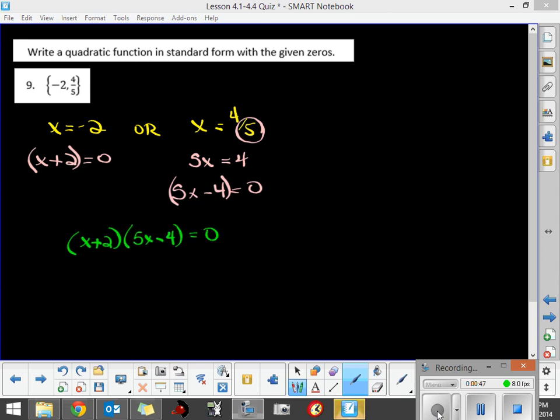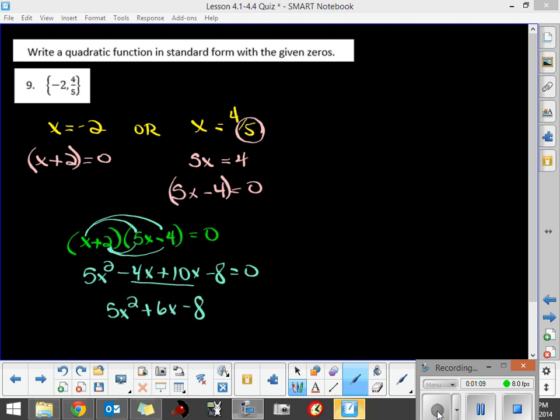And then we're going to run our FOIL to figure out our final answer here, or our polynomial equation. So that's 5x squared. On our outside, it's minus 4x, and our inside is 10x. Now our last is a negative 8 equals 0. Collect your like terms: 5x squared plus 6x minus 8 equals 0. Every one of these should have integers as coefficients for our quadratic formula in standard form.